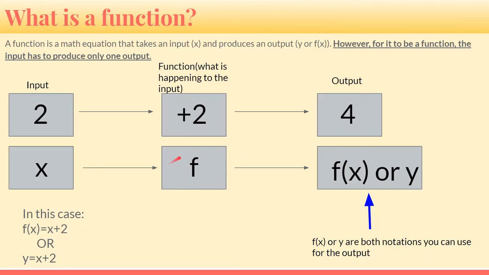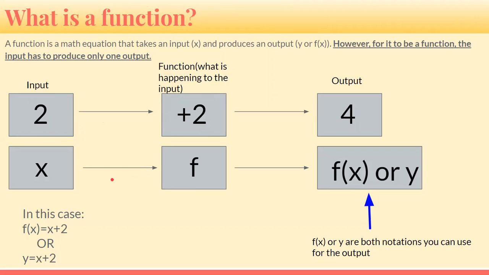Okay, so in this case, as you can see down here, our f of x or our y is equal to x plus 2. Because we have 2 as our input for x. We have our plus 2, which is our function, which is what is happening to the input. And we have 4. So we're adding 2 to x to get our output over here, which is why y is equal to x plus 2.